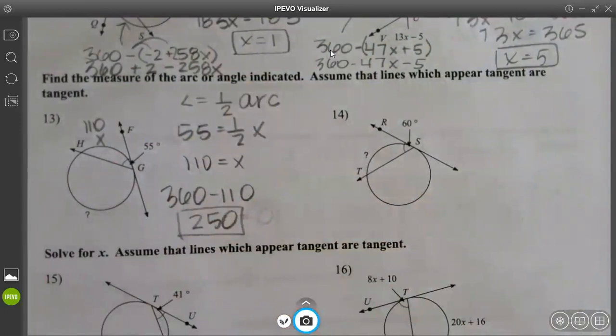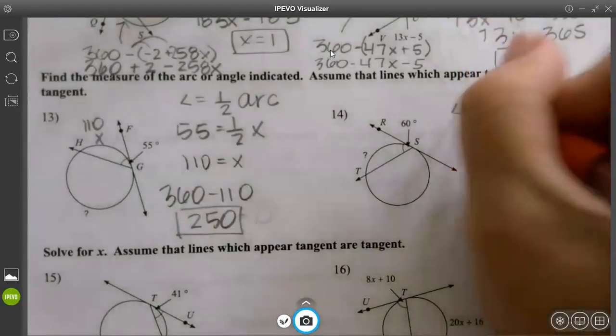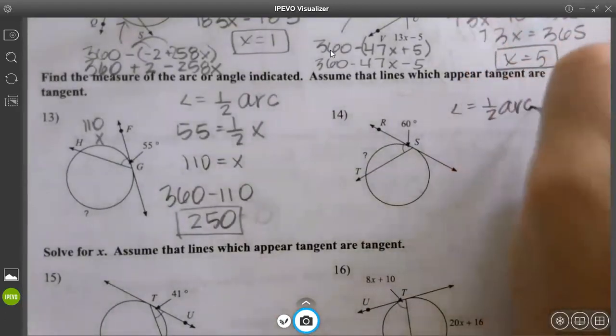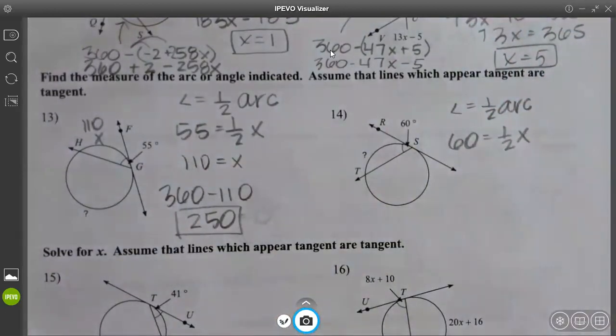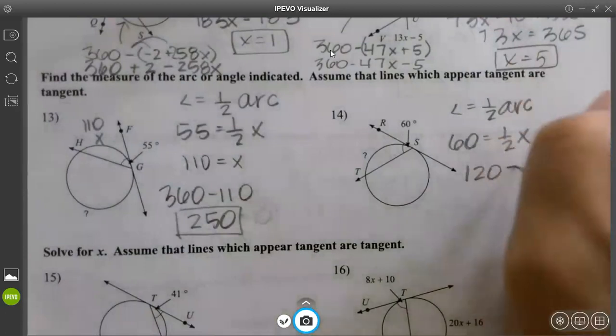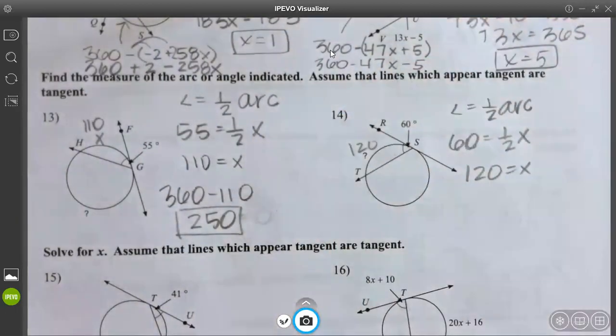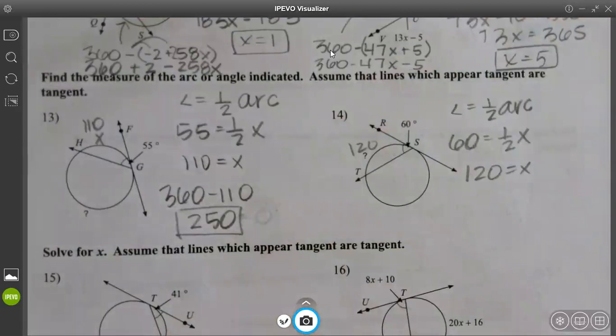14 is even easier because I'm looking for the little one. Angle equals half the arc. We don't know the arc, but we know the angle is 60. Multiply by 2. And we get that this is 120. We don't look for the big arc. 15 and 16 are just like 11 and 12. Exactly like 11 and 12. Is everybody good? Okay, they just have expressions out here instead.